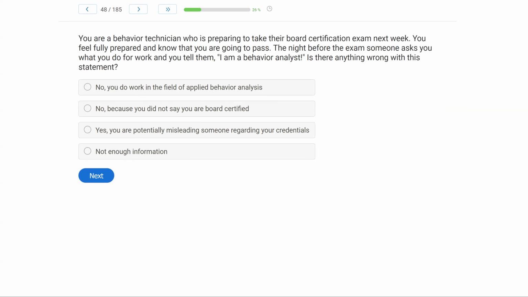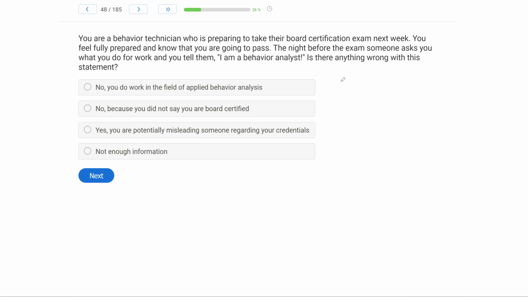You, a behavior technician, are preparing to take your board certification exam next week. You feel fully prepared and know that you're going to pass. The night before the exam, someone asks you what you do for work, and you tell them, I am a behavior analyst. Is there anything wrong with this statement? Pretty easy ethical question, right?